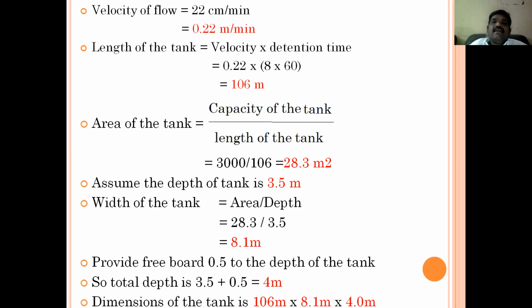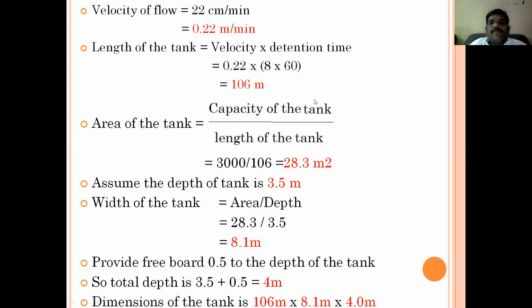The flow is given in centimeters, and we are converting it into minutes, 0.22 meters per minute. The length of the tank is 106 meters. How did we get it? Simply velocity into detention time: 8 hours into 60 minutes per hour. So it is 106 meters. As we converted centimeters into minutes, it comes as 0.22. Now you are very much confident how we got this value.